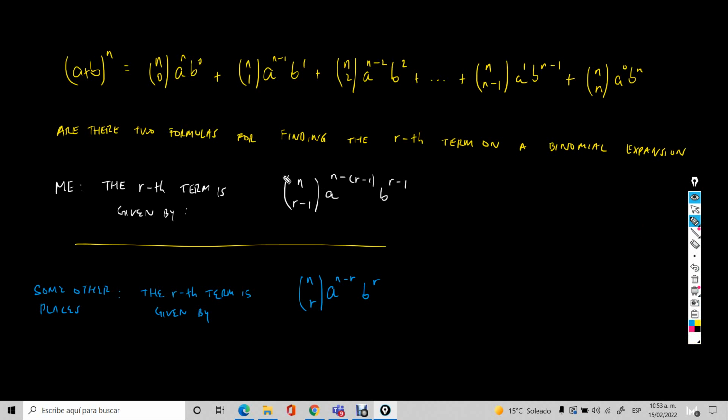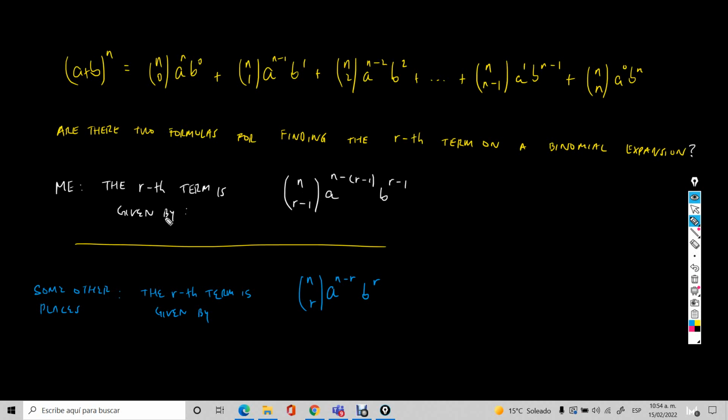To some of you, I already gave this formula. Okay, let's read everything. Are there two formulas for finding the rth term in a binomial expansion? Are there two formulas, guys? Some people have been telling me that they saw this somewhere in other places, and I think to two classrooms I have given this formula. So let's first discuss this one, the one I found.